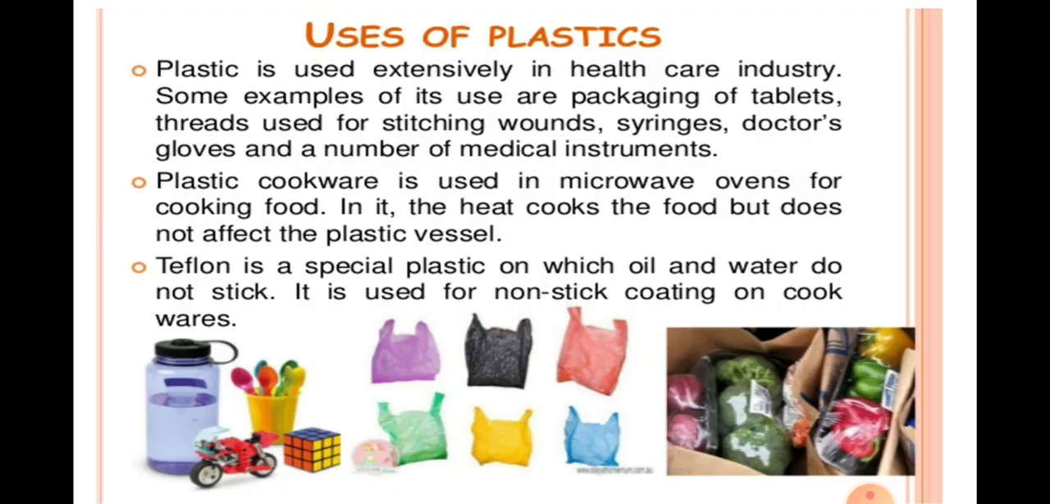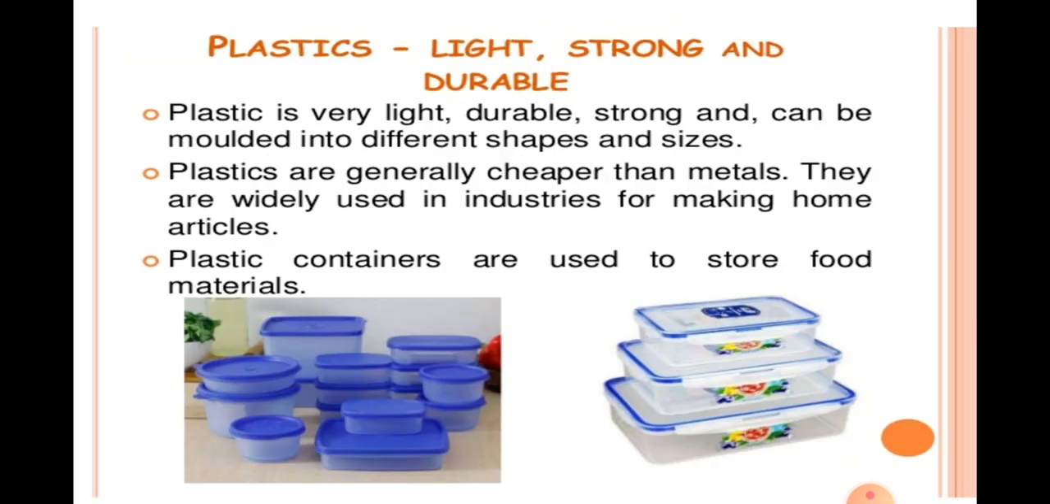Now, some of the uses of plastic we will see. Plastic is used extensively in healthcare industries. Some examples of its use are packing of tablets, threads used for stitching wounds, syringes, doctor's gloves, and a number of medical instruments. Plastic cookware is used in microwave ovens for cooking food. In it, the heat cooks the food but does not affect the plastic vessels. Teflon is a special plastic on which oil and water do not stick. It is used for non-stick coating on cookware.